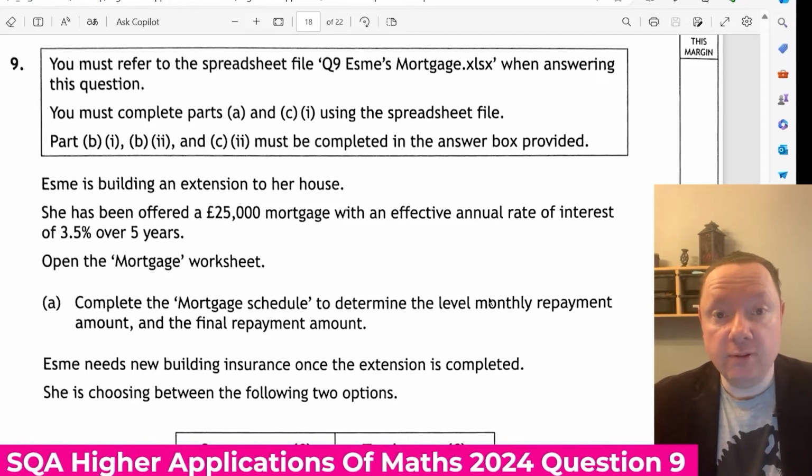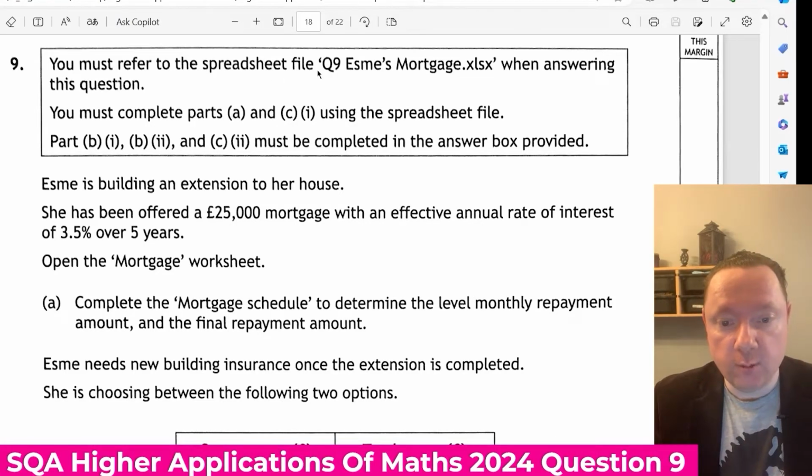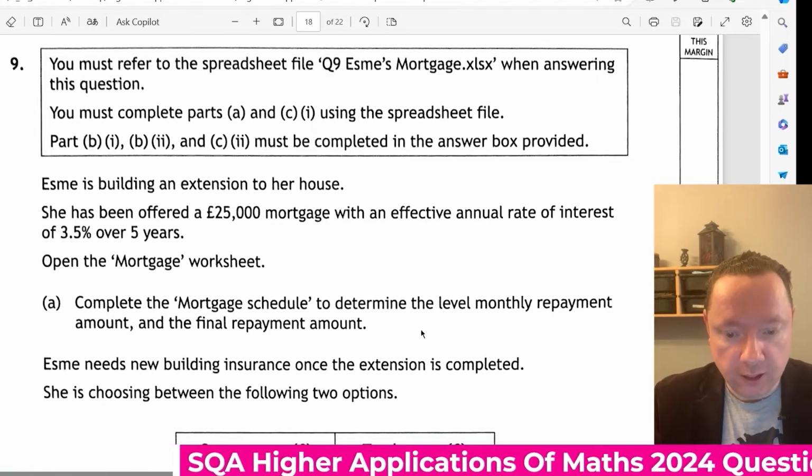SQA Applications of Maths 2024 question 9. You must fill in the spreadsheet, Esme's mortgage. Complete parts A and C and then complete it in the letterbox provided.